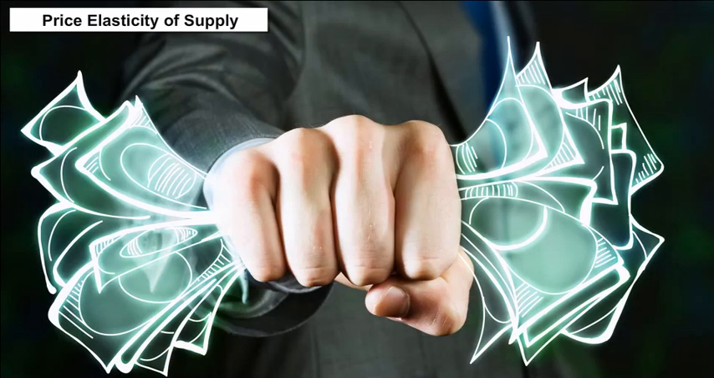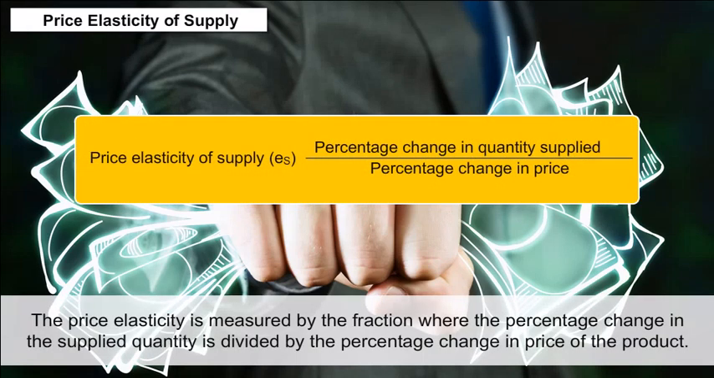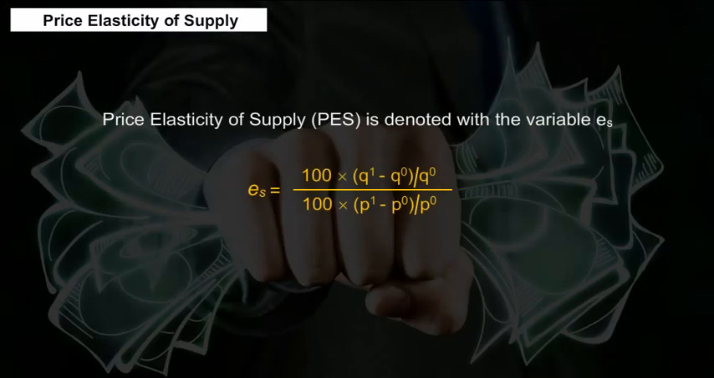Price elasticity of supply. The price elasticity is measured by the fraction where the percentage change in the supplied quantity is divided by the percentage change in price of the product. Price elasticity of supply, or PES, is denoted with the variable ES.